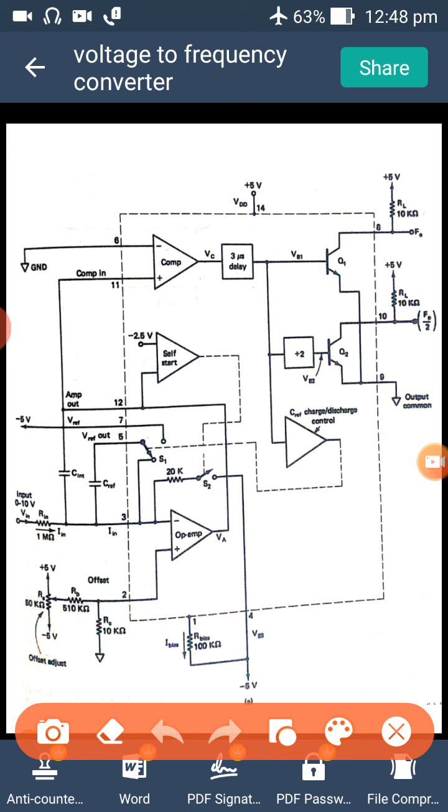The equivalent circuit of 9400 is as you are seeing within the dotted box, right? An integrator, a comparator, then a divided by 2 circuit which will divide the voltage, then a 3 microsecond delay, and 2 transistors, right? All these things it will be having within the box, that is the 9400 circuit. Now we need to understand the operation.